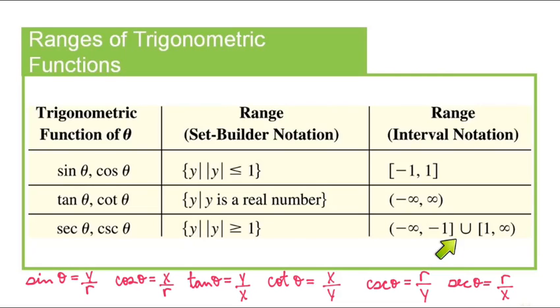Now look what's left out. The numbers between -1 and +1 are not included here because -1 to +1 is for sine and cosine. Less than -1 or more than +1 are for secant and cosecant.